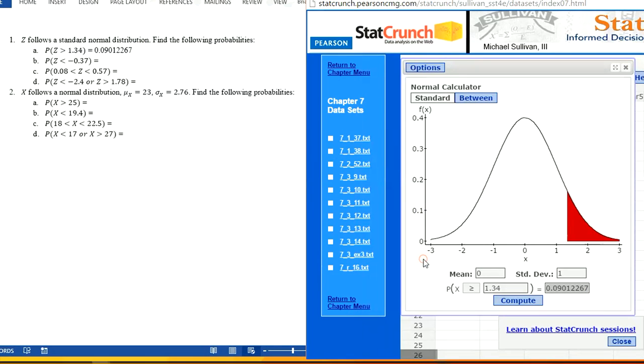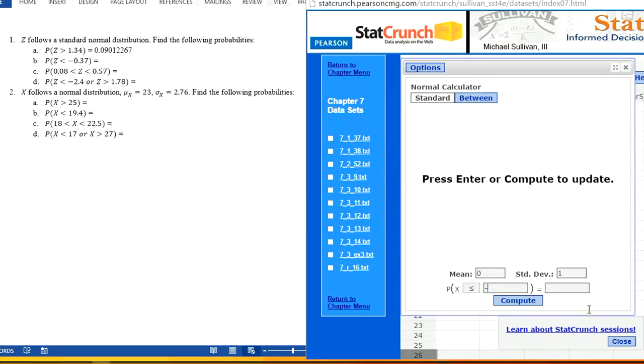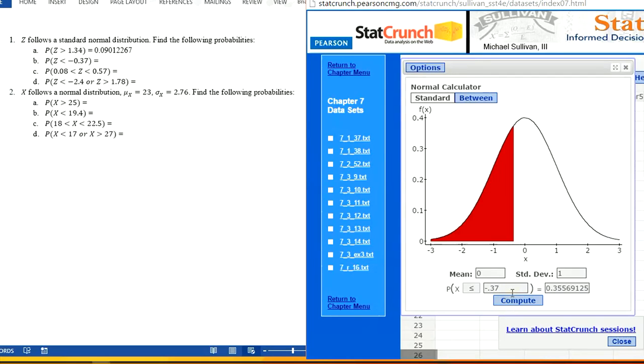Okay. The probability that Z is less than, so to choose less than, change the sign from greater than to less than, type in negative 0.37, click compute, and we're in business again. We can copy that probability.